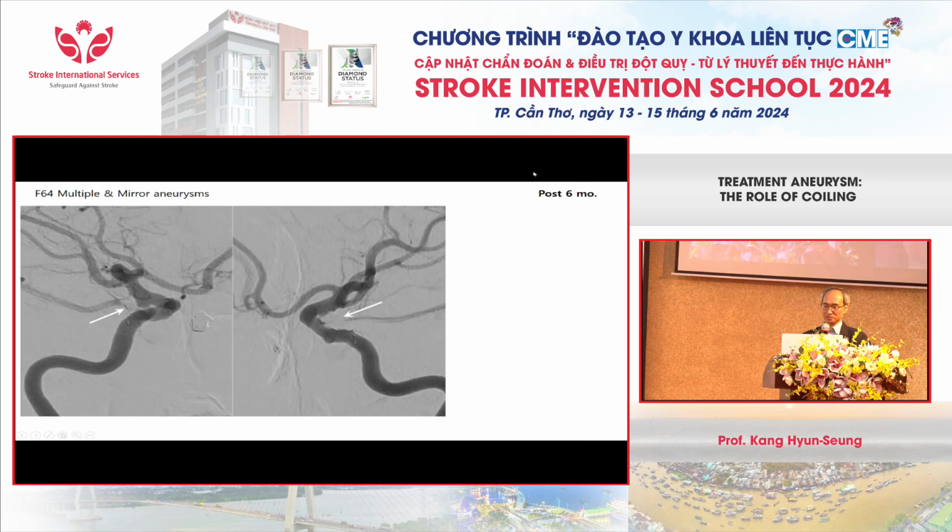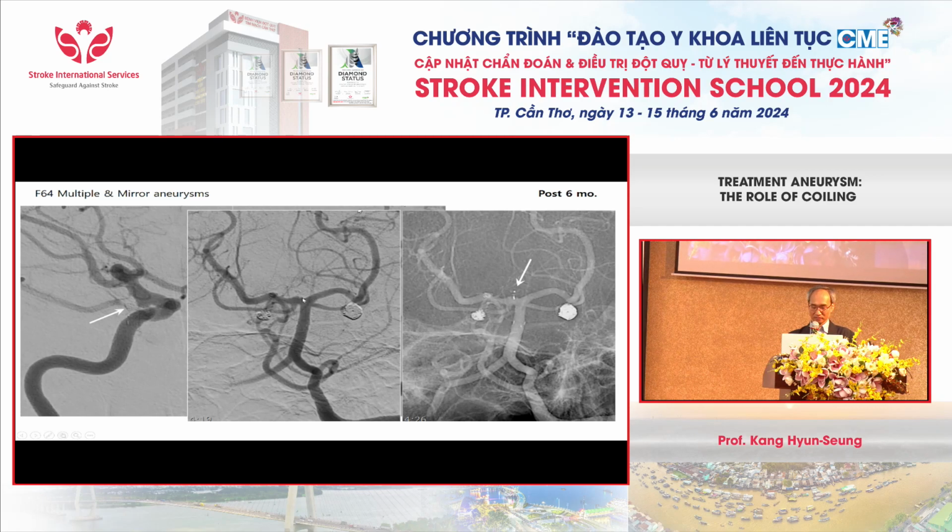So this is a 6-month follow-up angiography. We usually do MR angiography for follow-up, but this patient was treated with a WEB in one location. So in this case, sometimes we do DSA follow-up. We can see very stable occlusion of the bilateral PComA aneurysms like this, and very stable occlusion of the basilar apex aneurysm as well.